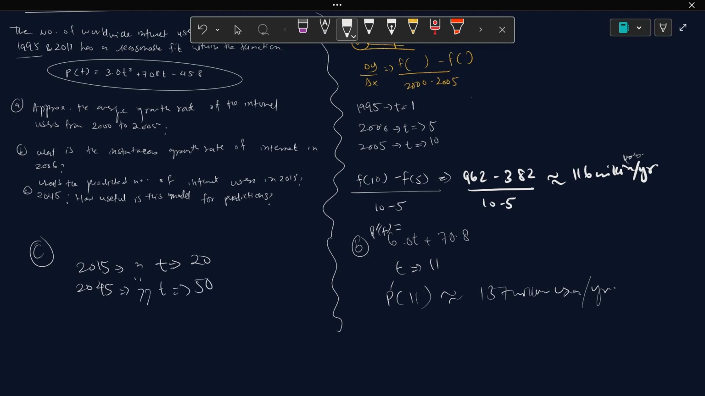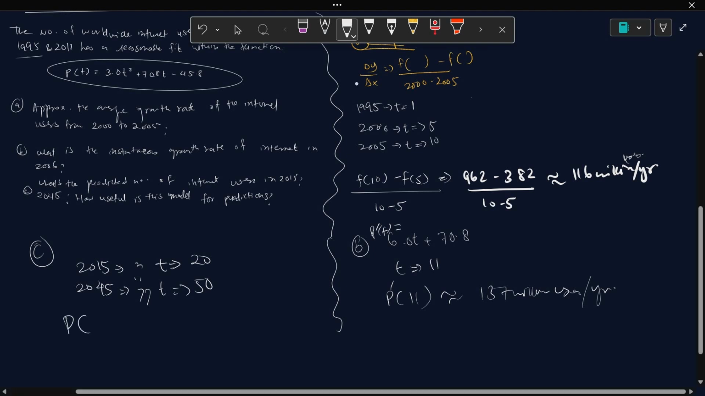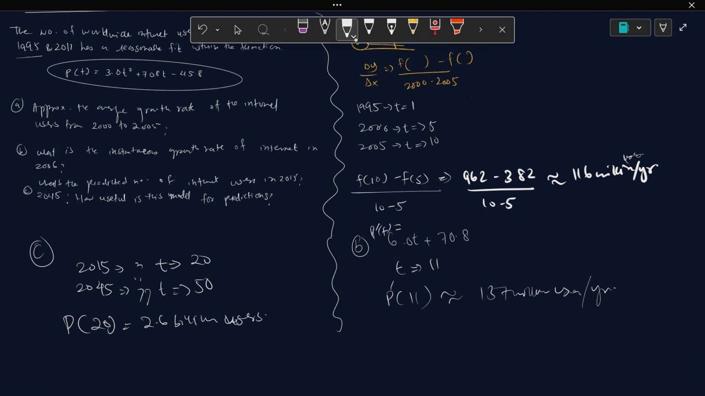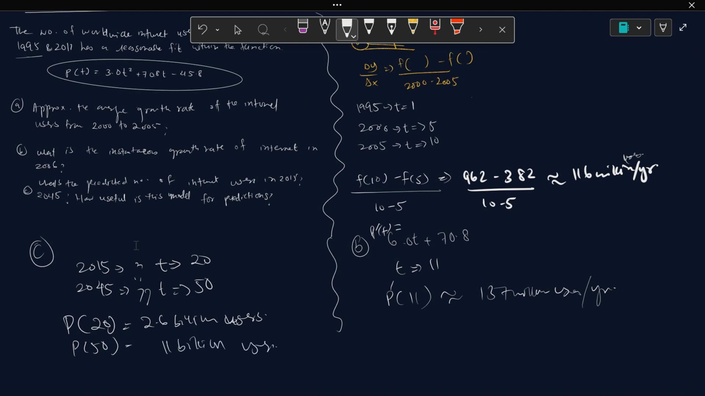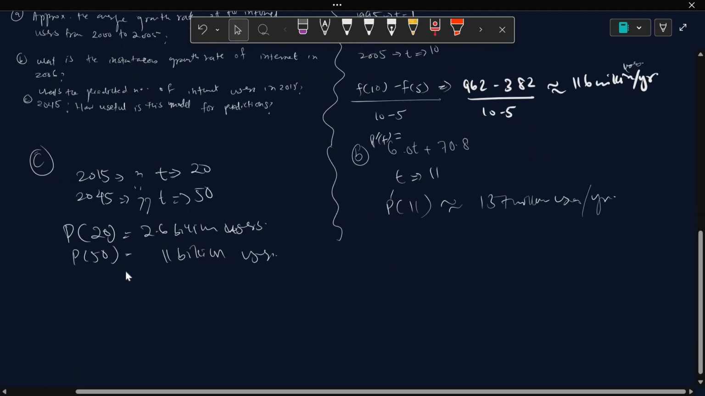So now once you know your t, your job is basically to plug into the original equation that is given to you, because that is basically gonna tell you the number of users. So if you go ahead and plug in 20, you get 2.6 billion users. Okay, not million, that is way too many users. Okay, so 2.6 billion users, and then at 50, you get an even bigger number, 11 billion users. Okay, so you get huge numbers over here.